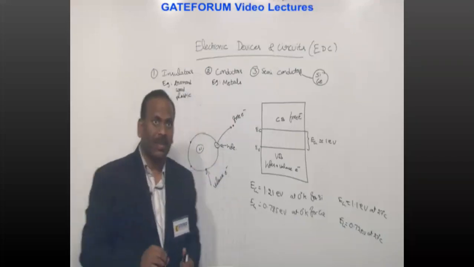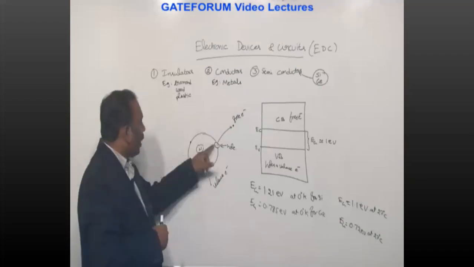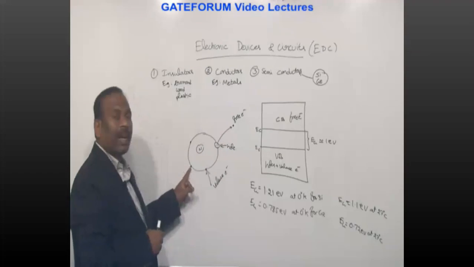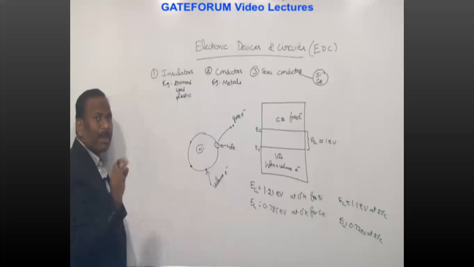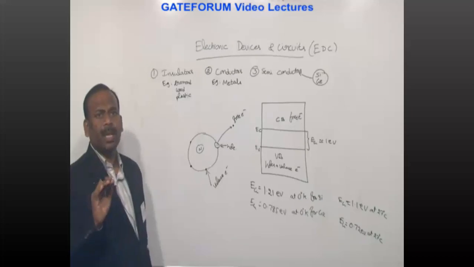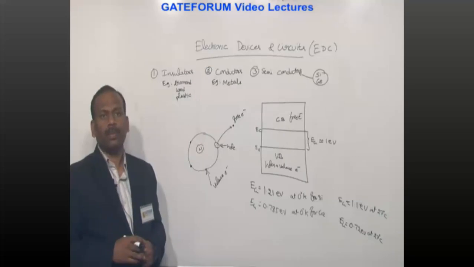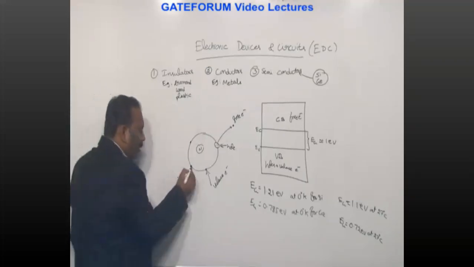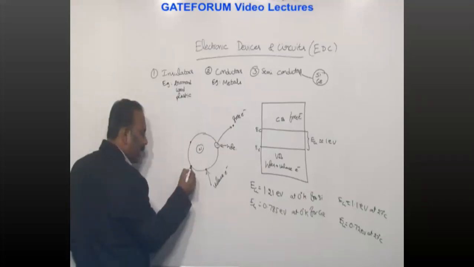That we will see. Now, the other thing comes to this figure. Initially, one valence electron is there. Take this valence electron. Right now, it's a valence electron, which is nowhere responsible for the current, because it is under the nucleus force. If we give some energy, around 1 electron volt, this electron becomes a free electron.